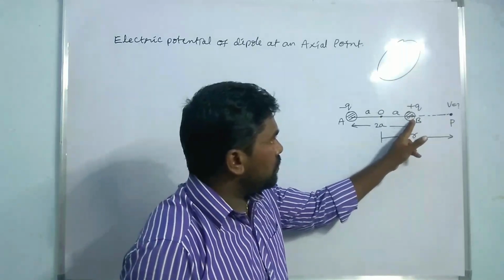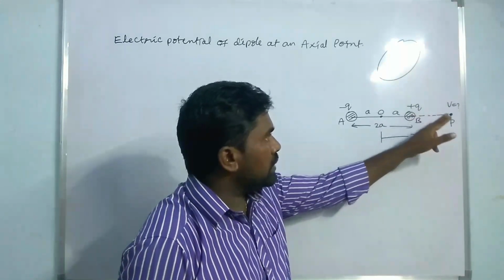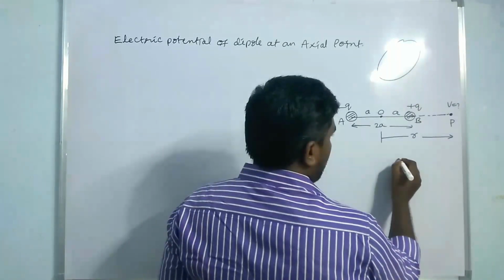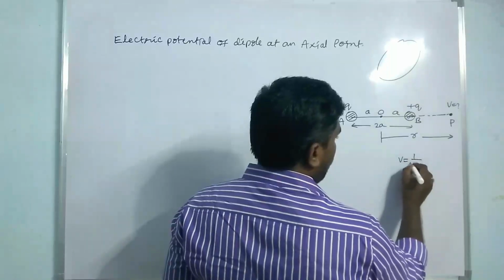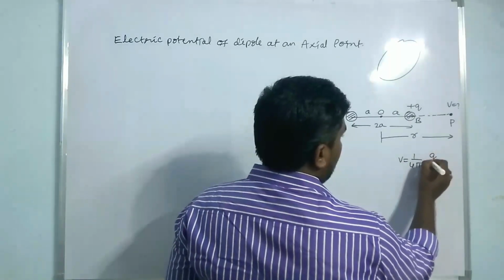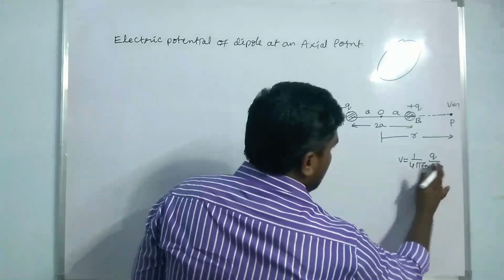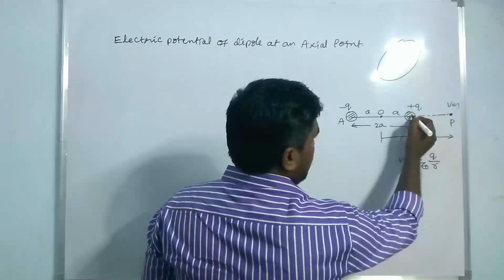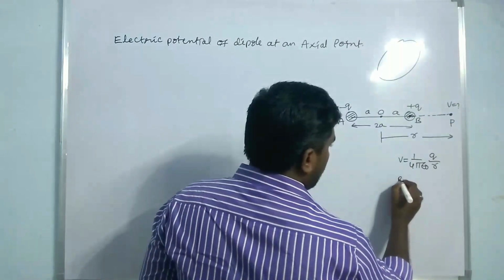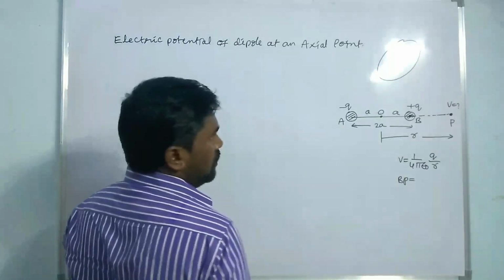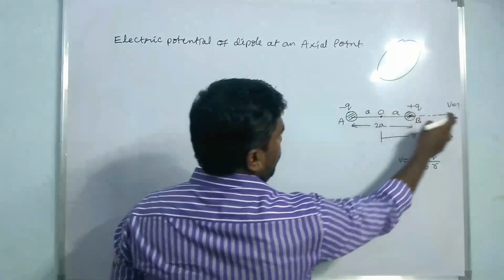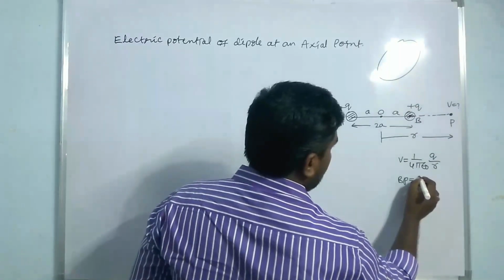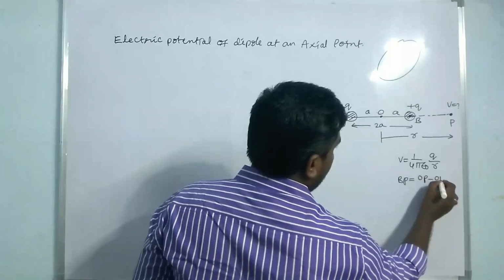The basic potential equation is V equals 1 by 4 pi epsilon naught, Q by R. This is the potential due to a point charge. Now let us find the distance from the plus Q charge to P. BP can be written as OP minus OB. OP is already known as R and OB is already known as A, so BP is equal to OP minus OB.